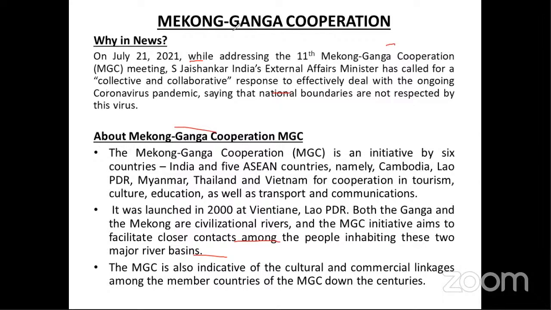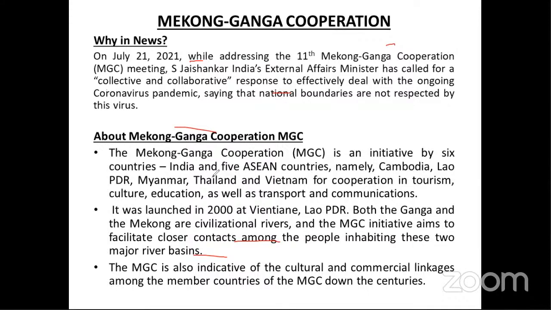See, the purpose of the prelims exam is whether you know the organization well, whether you are aware of this organization, and whether you know India is a member of the Mekong-Ganga Cooperation or not. This is the main purpose in the prelims exam. Once you clear prelims, in the mains exam you have to write more and know more about this Mekong-Ganga Cooperation. Now, it is an initiative by 6 countries, so India and 5 ASEAN countries.